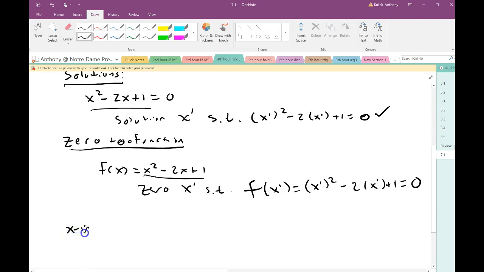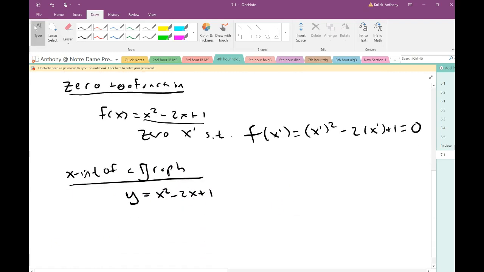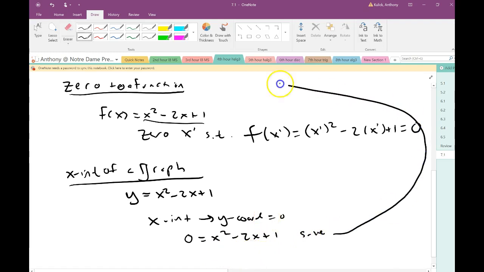We also have talked about x-intercepts of a graph. So let's say we have the function here. The x-intercepts happen when the y-coordinate is 0. So that's equivalent to finding the x's such that this, and you get in this case the same answer as solving, which we also saw was the same answer as the 0.